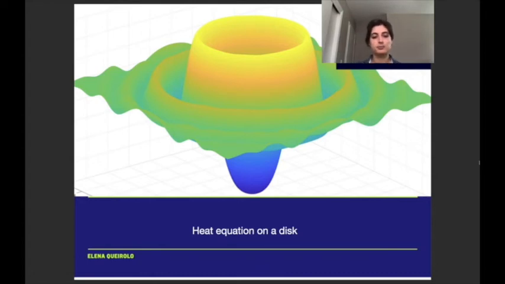Let's ramp up the difficulty. We first solved the heat equation on a stick, on a thin bar that was so thin we could approximate it by saying that it was one-dimensional. Here we're gonna look at the heat equation on a full disk.